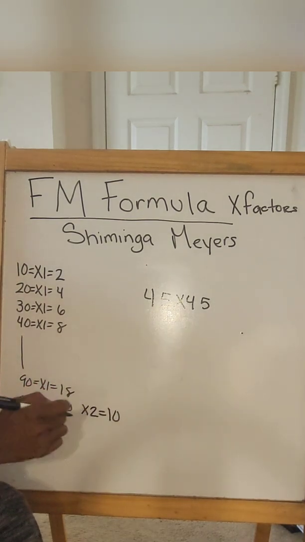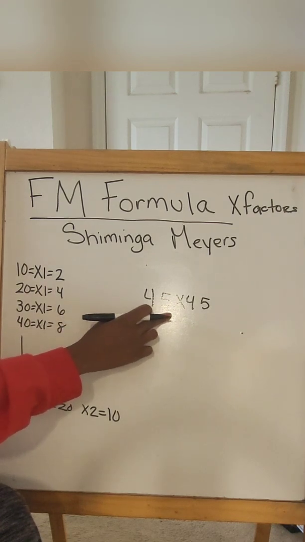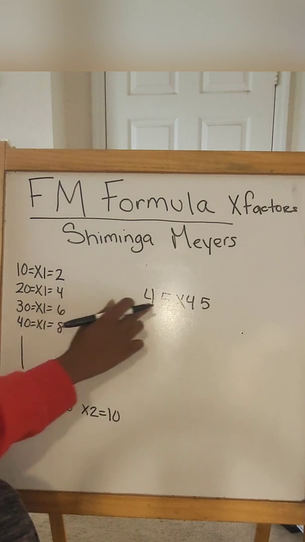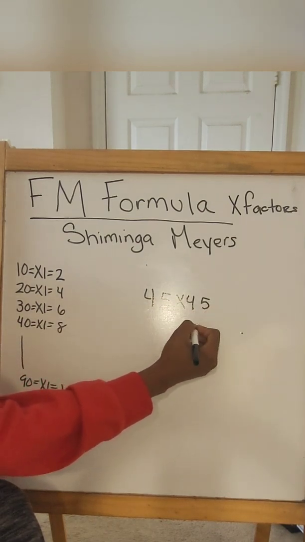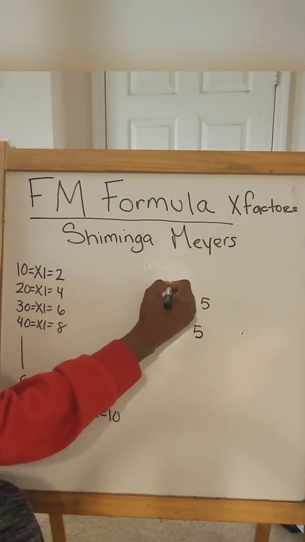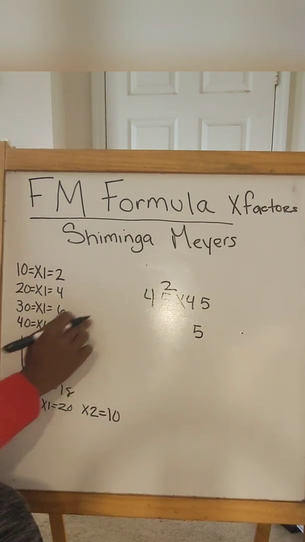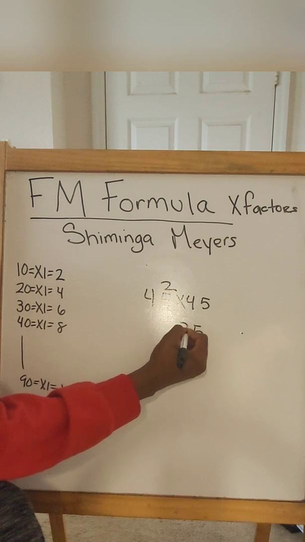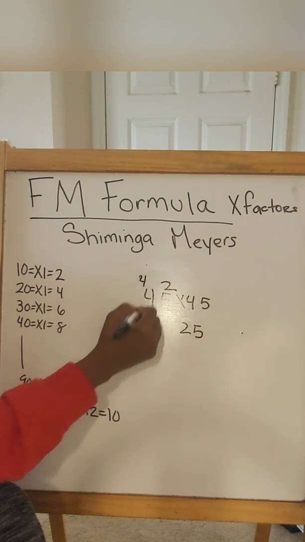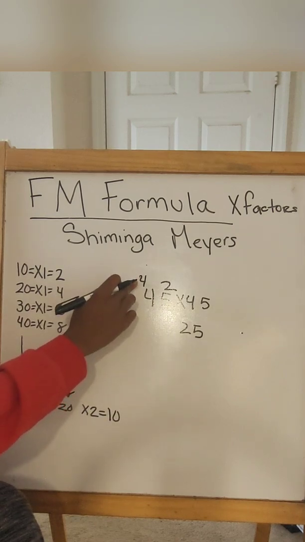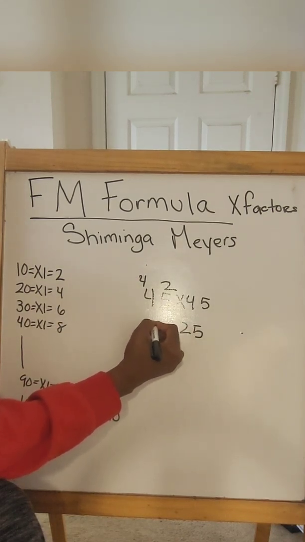So 45 times 45. Since we're in the 40s, we're going to use the X1 factor of 8. So 5 times 5 is 25. Carry the 2. Then 5 times 8 is 40, plus 2 more is 42. Bring down the 2. Carry the 4. Then 4 times 4 is 16, plus 4 more is 20.